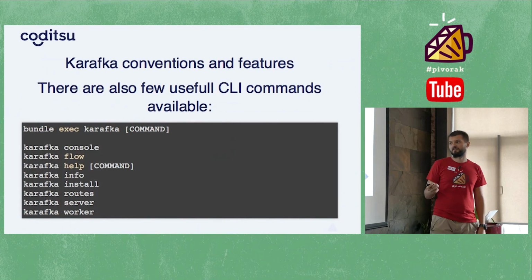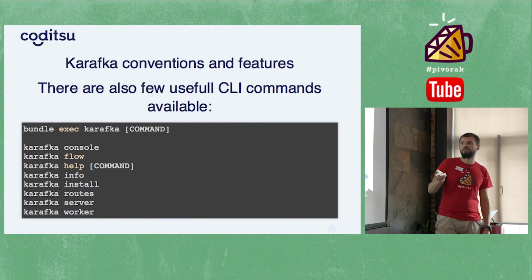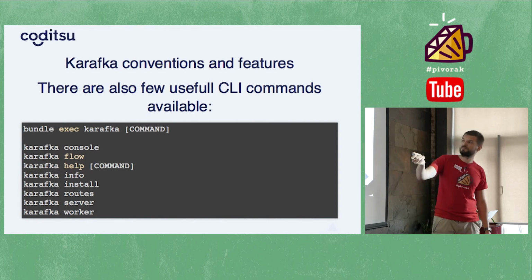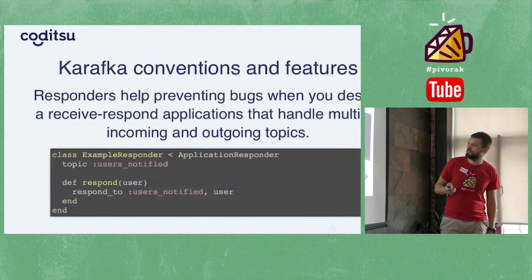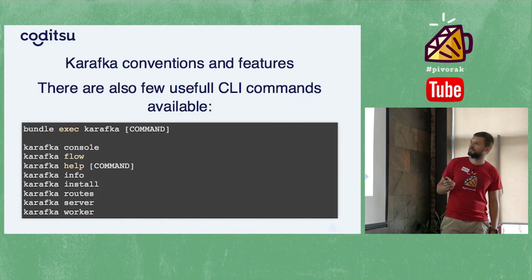There's a CLI for server, printing routes, installing, getting some details, showing the flow. This one is really interesting. Oh, I think I've lost a slide. Okay, so I'll try to improvise.